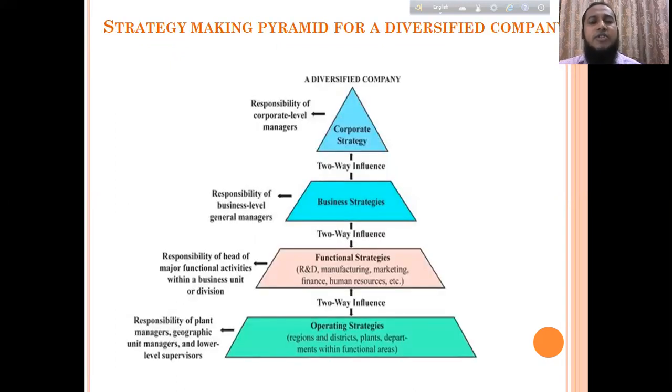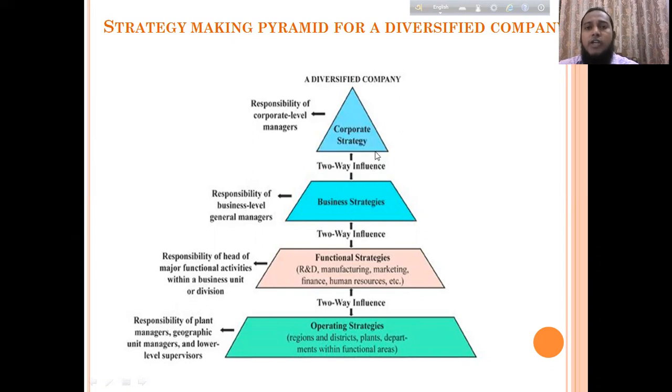Okay, students, at present we would like to talk about the strategy making pyramid for a diversified company. Can you remember what a diversified company is? A diversified company is a group of companies which has so many businesses in different industries. And here you can see a strategy making pyramid for a diversified company, and the pyramid consists of 4 layers.